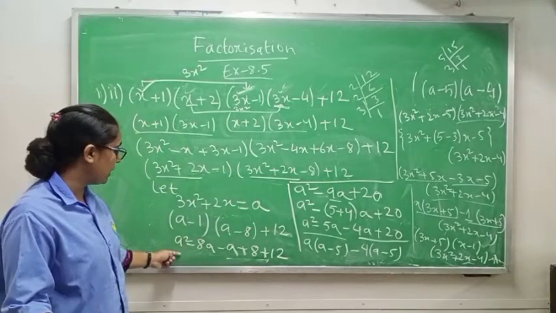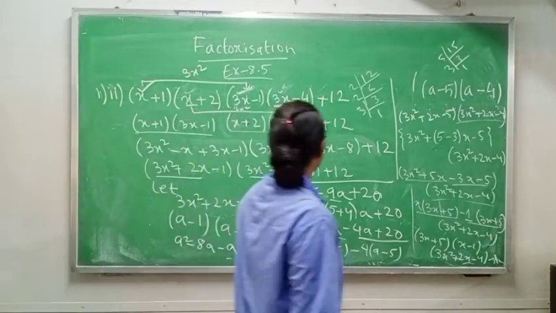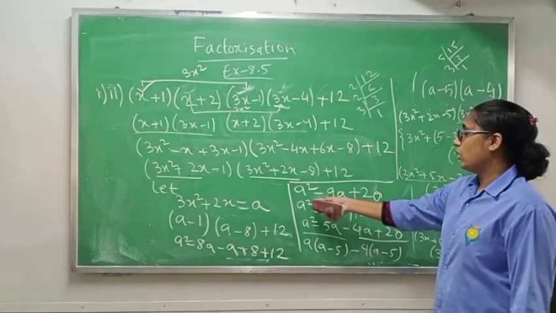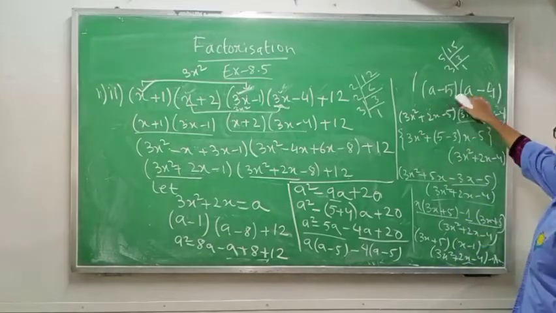Again I am multiplying, getting a square minus 8a minus 8 plus 8a plus 12. After addition and subtraction I am getting a square minus 9a plus 20. Now you can see we can take middle term. After taking middle term I am getting a minus 5, a minus 2.